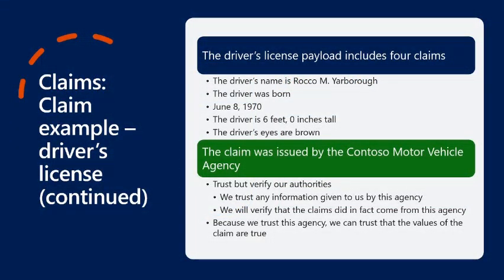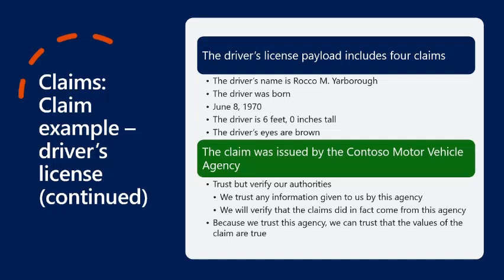An identity can contain multiple claims with multiple values and can contain multiple claims of the same type. For another example, the claim was issued by Contoso Motor Vehicle Agency. Trust but verify our authorities. We trust any information given to us by this agency. We will verify that claims did in fact come from this agency. Because we trust this agency, we can trust that the values of the claims are true.